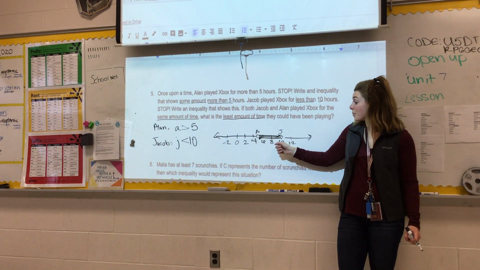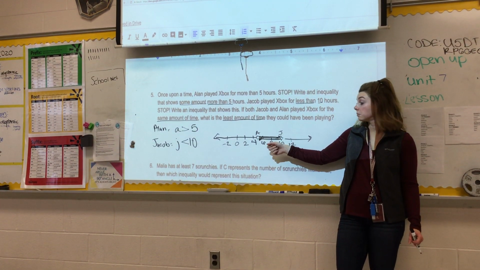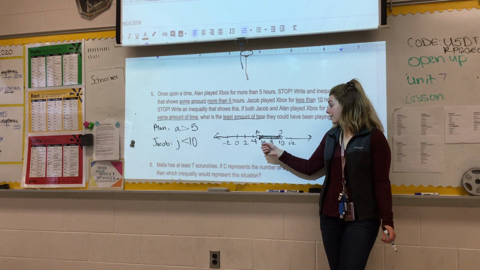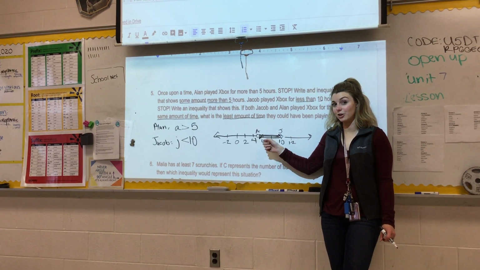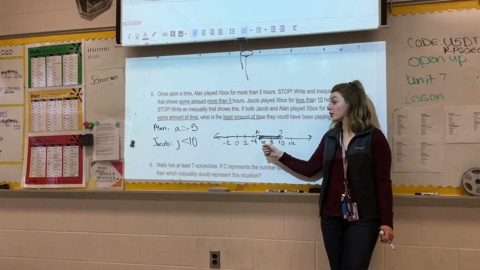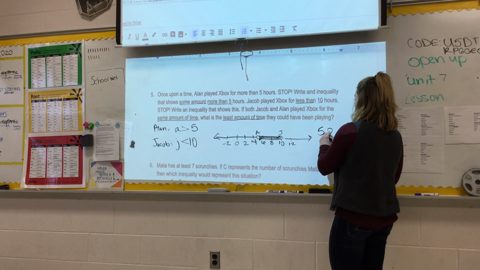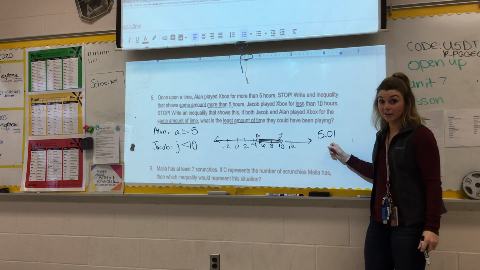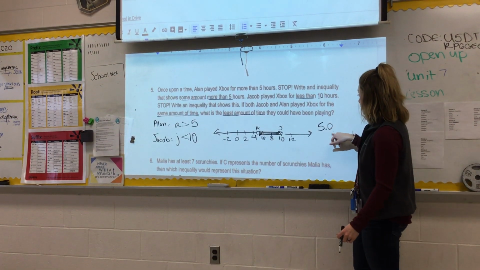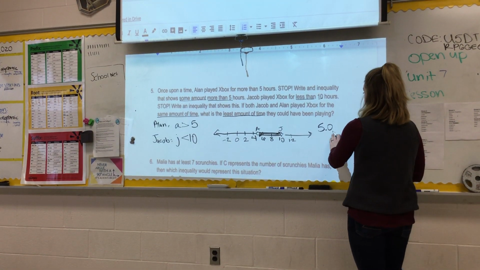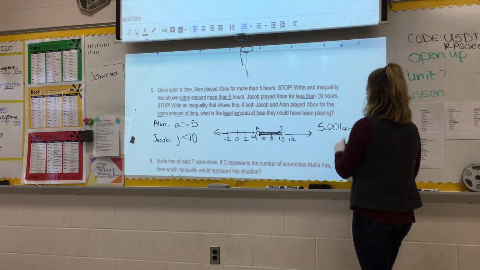So, could they both have played 9 hours? Yeah. Could they have played 8 hours? Yeah. Could they have played 6 hours? Yes. But is 6 the least amount of time they could have played? No. They could have played for 5 hours and 9/10? Oh, and 1 second. They could have played for 5 hours and 0.001 seconds.